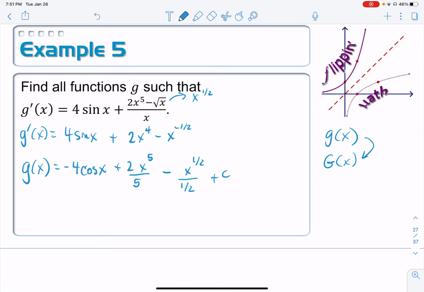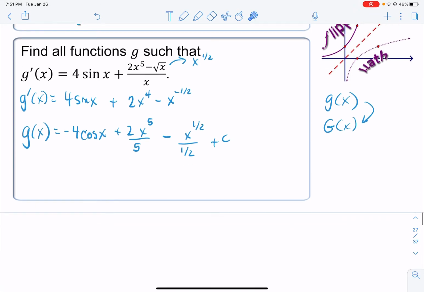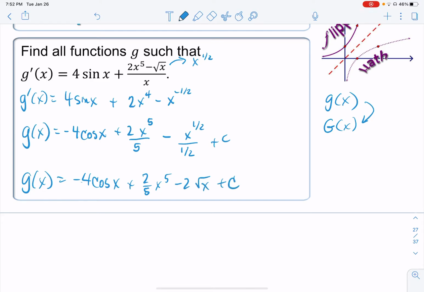And one last thing is just maybe clean this up a little bit. I can rewrite this as a square root. It originally started with a square root, and bring this 1/2 up to the top to make it positive 2. Well, no, still negative 2. Okay. So one last go. g of x is equal to negative 4 cosine x plus 2/5 x to the fifth, and then minus 2 square root of x plus c.